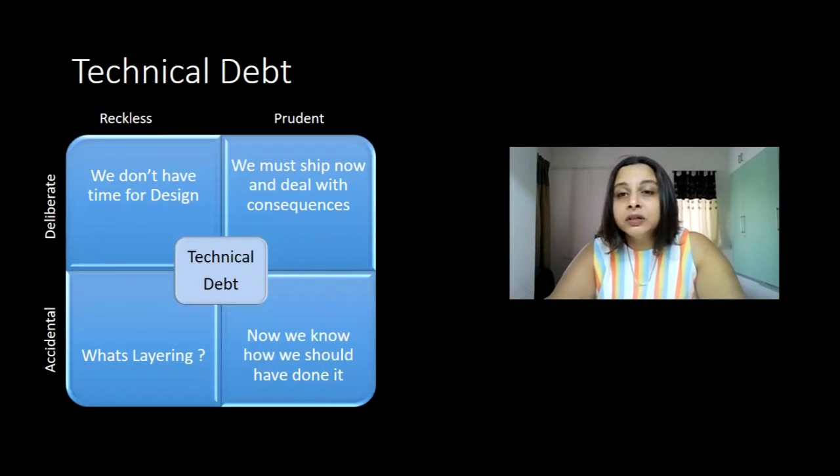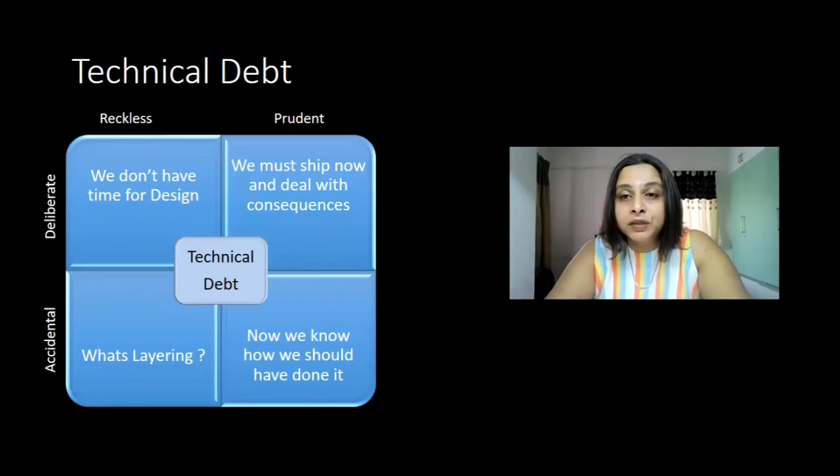The third quadrant is what is layering, because in this case you don't know what is actually layering up and what you are supposed to deliver to the customer. And the fourth and last quadrant is, now we know how it should be done. Let's assume a functionality which you were supposed to deliver and you were not aware how it needs to be done, and at some point down the line in the project you realize that, okay, these were the things which you were supposed to use to deliver this functionality, and you have not done it. It might cause performance issues, or might result in some other defects, or it might not deliver the thing which you are supposed to deliver to the customer.